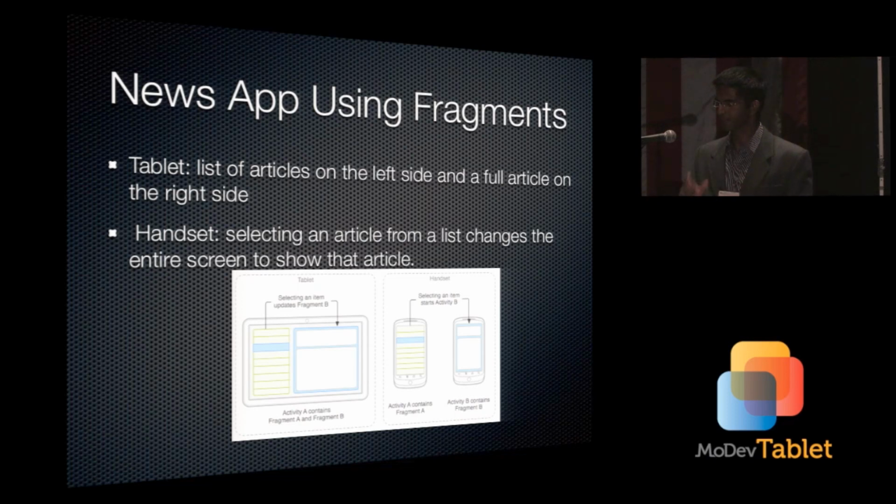So this is a good use case where you would use fragments. In this particular use case, you would have two fragments. One fragment would contain the list of news articles, and then another fragment would have the detail of a particular news article. So you would have two fragments. In the tablet environment, you will have both fragments side by side. And in the smartphone, you will have two fragments in two screens, right?